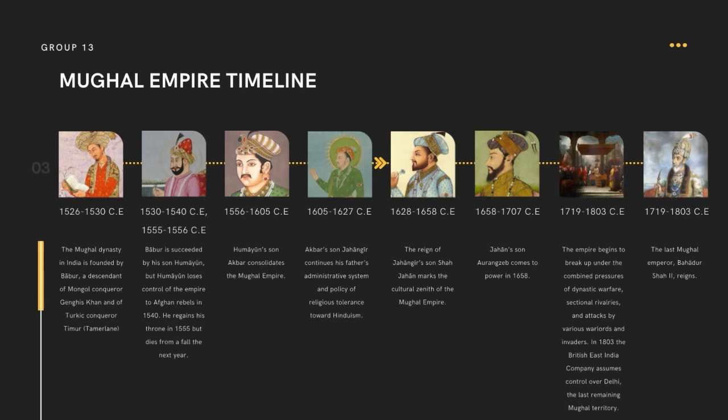1719 to 1803 Common Era. The empire begins to break up under the combined pressures of dynastic warfare, sectional rivalries, and attacks by various warlords and invaders. In 1803, the British East India Company assumes control over Delhi, the last remaining Mughal territory. The last Mughal Emperor, Bahadur Shah II, reigned.